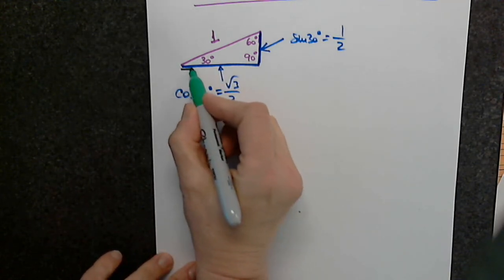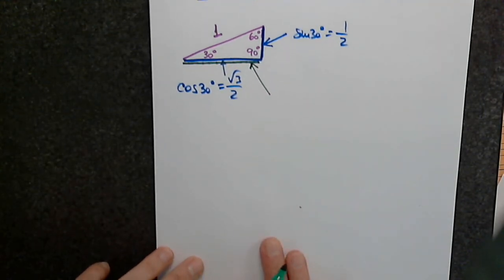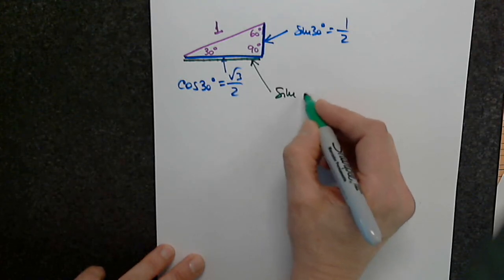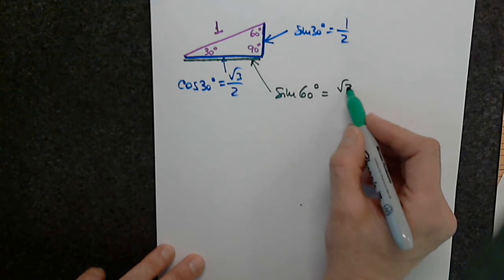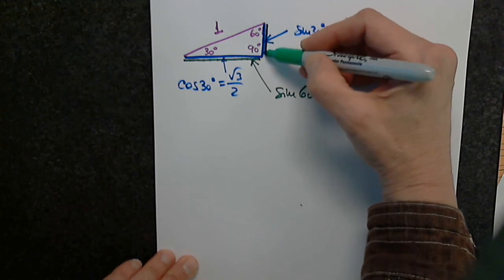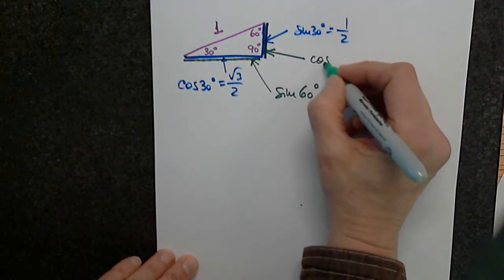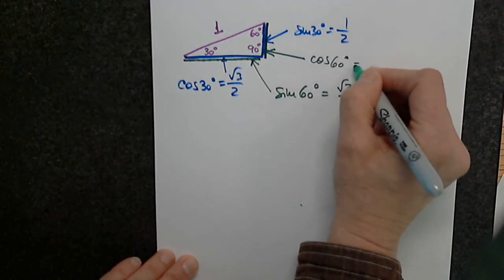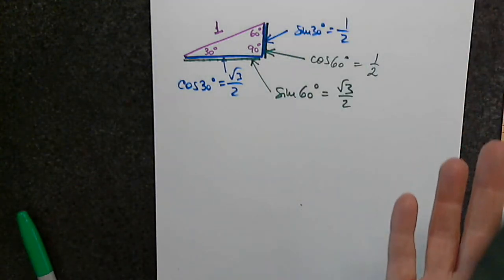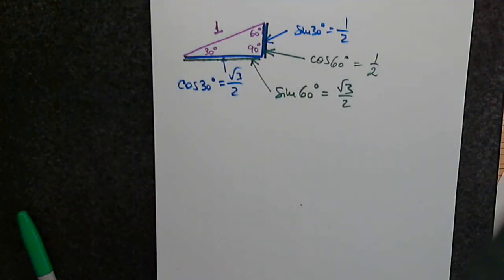Also the same piece in green represents what for 60? Sine 60 degrees is the same thing with the square root of 3 over 2. Perfect. And what does this represent for 60? This piece in green. Very good. Cosine 60 degrees, which is 1/2. They have to be the same because it's the same measure. So this piece is the same for 30 and for 60, but different trig functions, however.